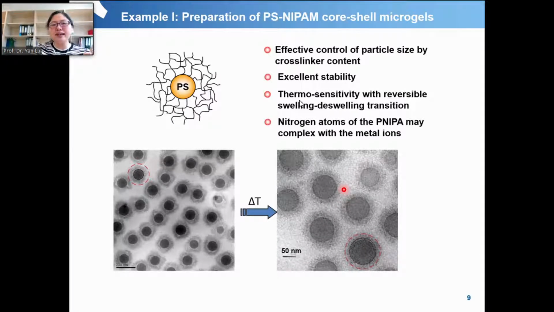Such core-shell particles give quite a lot of advantages if you want to study their behavior or apply them for special catalytic or other applications. For example, in this case, you can control the particle size very well by the cross-link density.